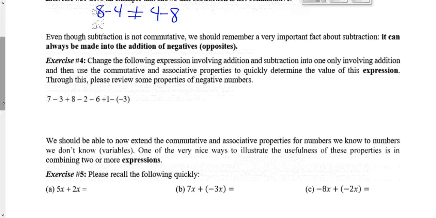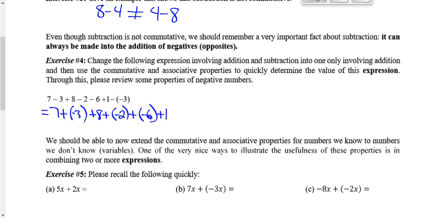Example 4. Change the expression involving addition and subtraction into one only involving addition, and then use the commutative and associative properties. All right, so let's rewrite this. Instead of 7 minus 3, it'd be 7 plus what? Negative 3. Come on, everybody, you got to speak up. Plus 8 plus negative 2, plus negative 6, plus 1. Careful now. The negative of a negative is a positive. So it goes together, right?